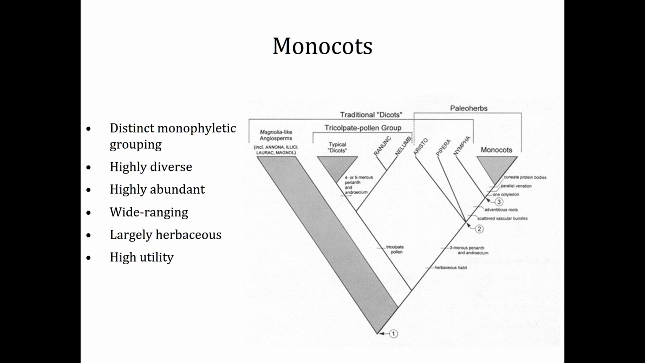As I mentioned before, monocots are highly, highly diverse. There's lots and lots of species that are monocots, especially in particular families. They are highly abundant, so they may or may not be species rich, but they occur pretty much everywhere. Everywhere you look, you'll be able to find some monocots. And they have several plant groups that are highly useful, and I'm going to highlight some of those as we go along.